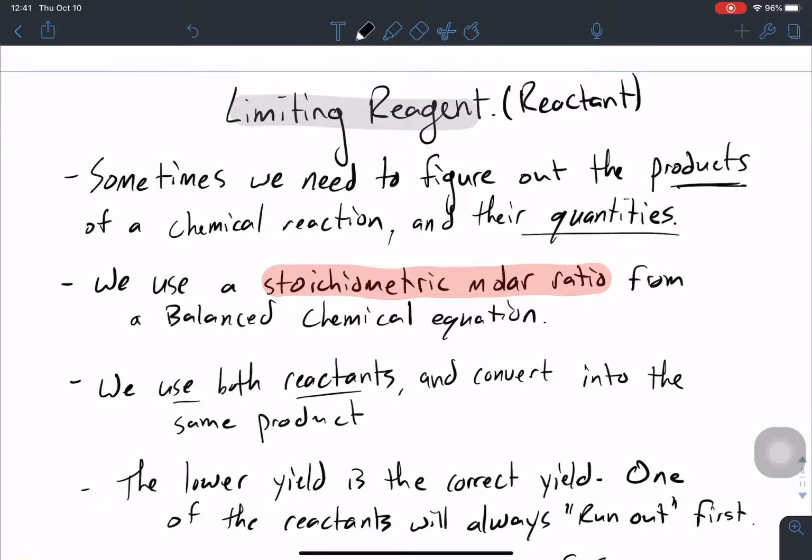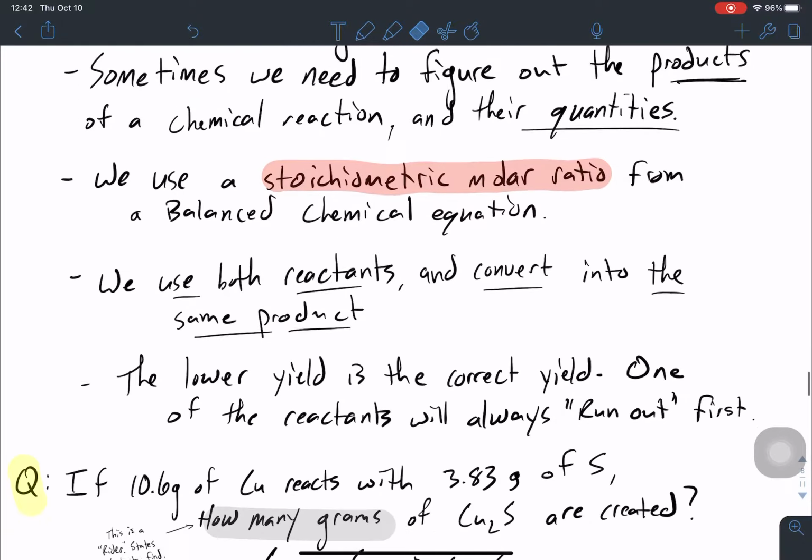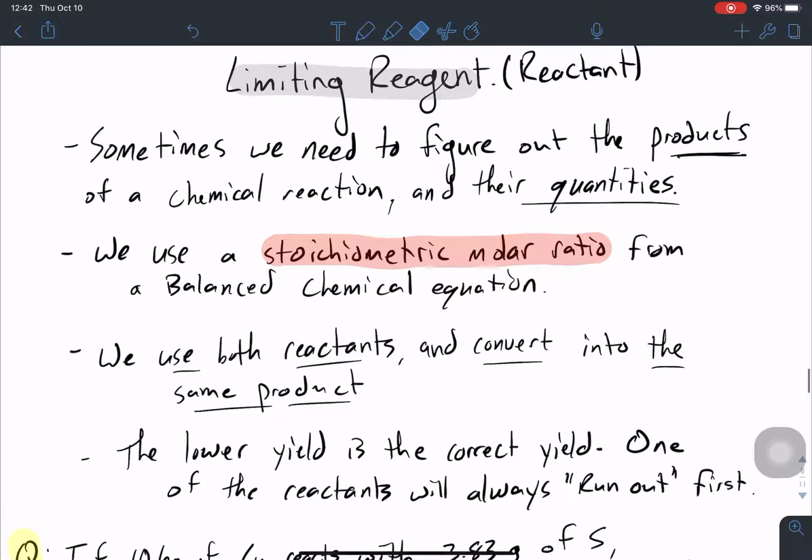Now, sometimes when we are doing this, you'll also convert one product into another product, or one reactant into another reactant. So let's say that we have A plus B giving you C plus D. We might say, well, given A and B, what is going to be the product of C? Or we could say something like, given B, how many moles of something is needed to react with A? So we need to be flexible here, but for the most part, we're thinking about going from reactants to products. And the lower yield is the correct yield.